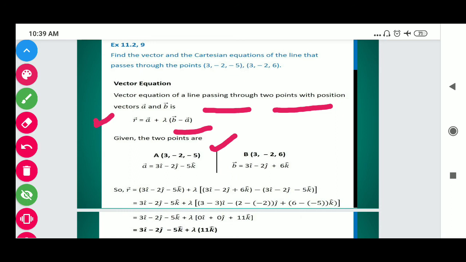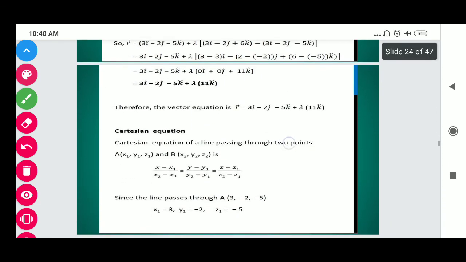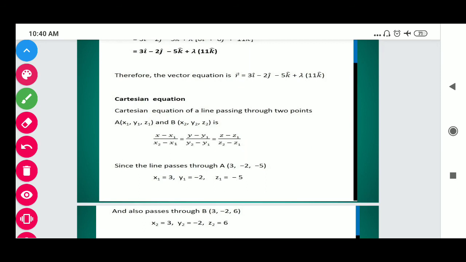So students, here we have 2 points that are given. Take either of the points as the position vector a, because both are position vectors on the line. So we select the a vector 3i minus 2j minus 5k, and next for lambda, we have the direction ratio: 3i minus 3i, and minus 2j minus minus, plus 2j, plus 6k minus minus, plus 5k. By solving this we get r vector equals 3i minus 2j minus 5k plus lambda times 11k. So this is the vector form.